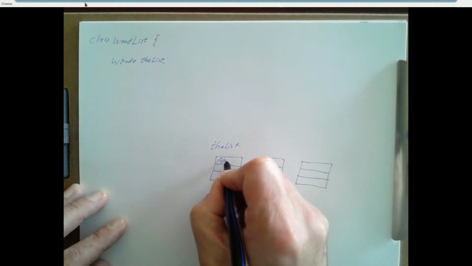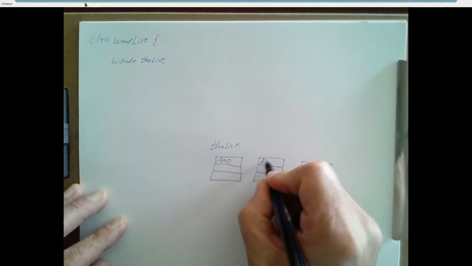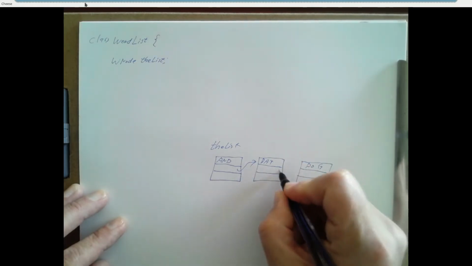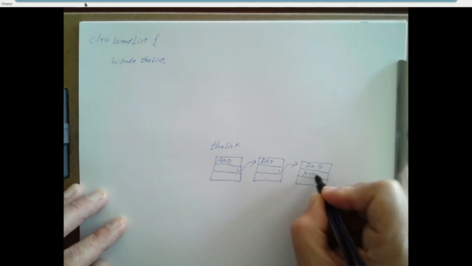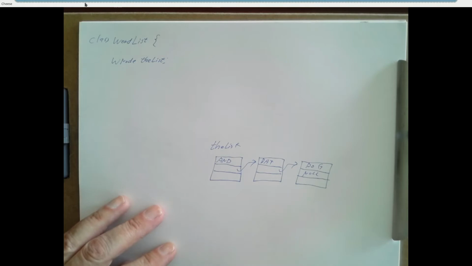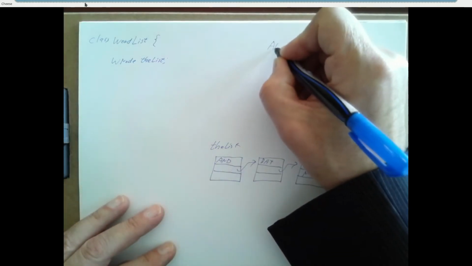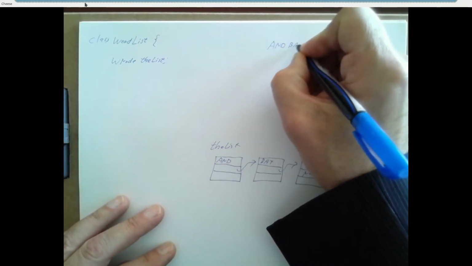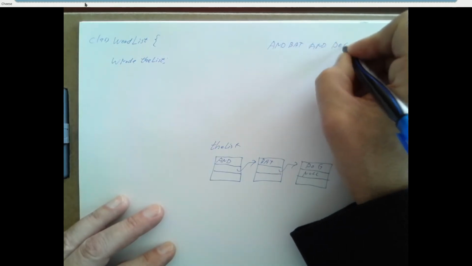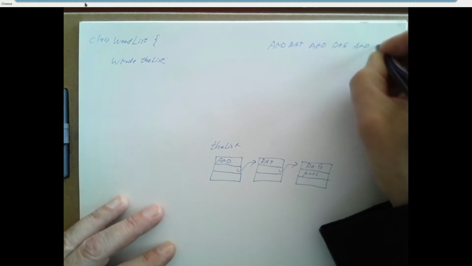So here's ant, here's bat, here's dog. So three words in our collection. And your input was ant, bat, dog, and cat.